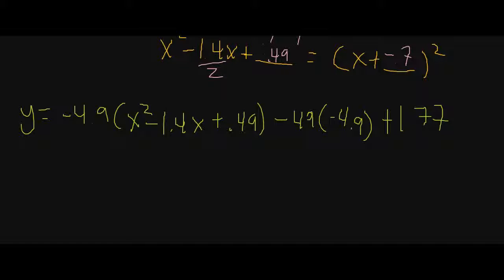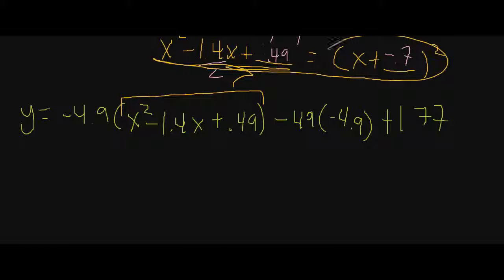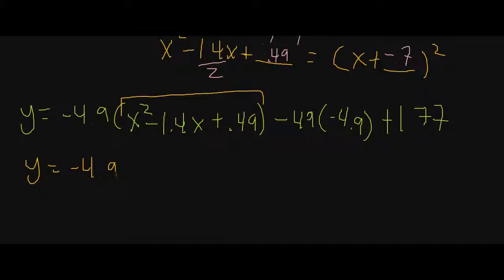If you look here, the x squared minus 1.4x plus 0.49, well, that's what we have up here. And this equals x plus negative 0.7 squared. Right, so we're going to get y is equal to negative 4.9 times x minus 0.7 squared. You could do plus the negative 0.7, but that's just the same thing as x minus 0.7. Sorry, I apologize, it should be 0.7.